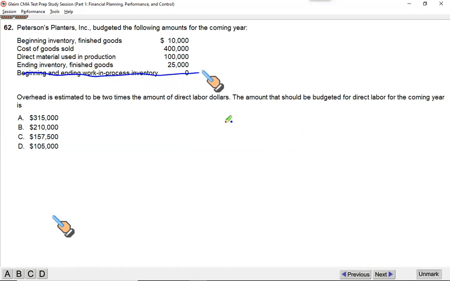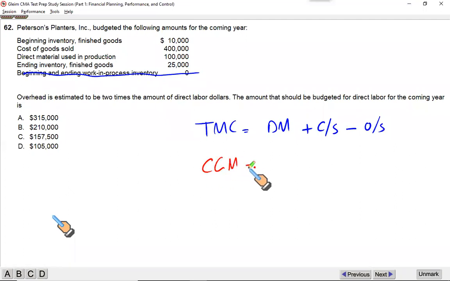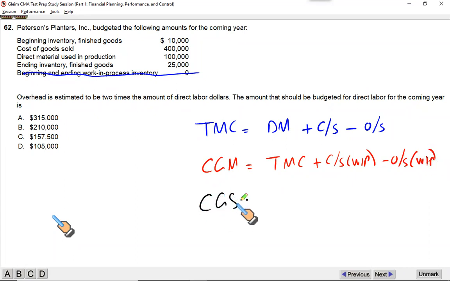I hope most of you would know total manufacturing cost is equal to direct material used plus closing stock of raw material minus opening stock of raw material. Just for a quick recall, the cost of goods manufactured is equal to total manufacturing cost plus closing stock of work in process minus opening stock of work in process. If you do not know, please write it down. You will need it somewhere in your studies. And finally, the cost of goods sold is equal to cost of goods manufactured plus closing stock of finished goods.